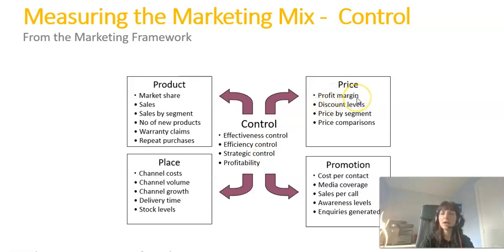Our pricing, how much money are we making on each sale? Are we discounting much? Are we discounting more in certain markets than others? What's the price for each of our target audiences, our segments, and how are we compared against other prices? Our promotion, how expensive is our cost per contact to get to touch different people with our promotions? How much coverage are we getting? If we're doing something where we're reaching out in terms of direct marketing, what's the sales level for that? How much awareness is there of our brand? How many incoming inquiries or calls to action are we getting?